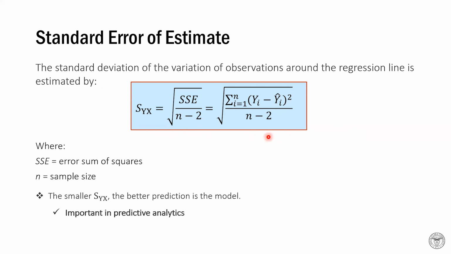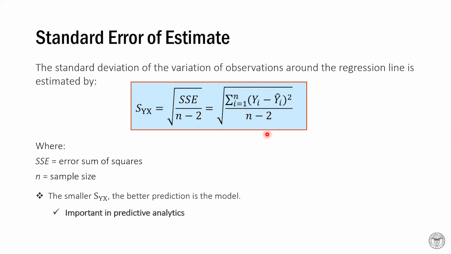Mathematically, standard error of the estimate is given by S sub yx equal to square root of SSE over n minus 2, equal to square root of summation from i equal to 1 to n of (y sub i minus y sub i hat) squared over n minus 2. Well, SSE is the error sum of squares, and n is the sample size.